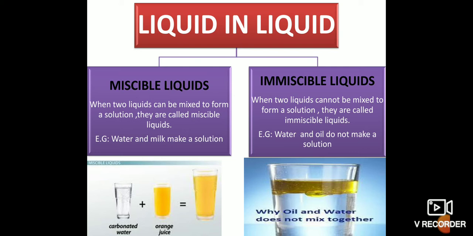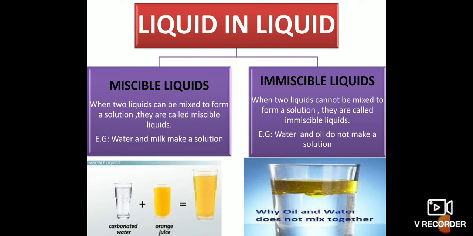You can see in the diagram shown below, I had taken water with juice. It becomes a clear solution of water with juice. You cannot differentiate water separately or juice separately. No, water and juice are completely mixed with each other. So it is an example of miscible liquids. Next we move towards the immiscible liquids.